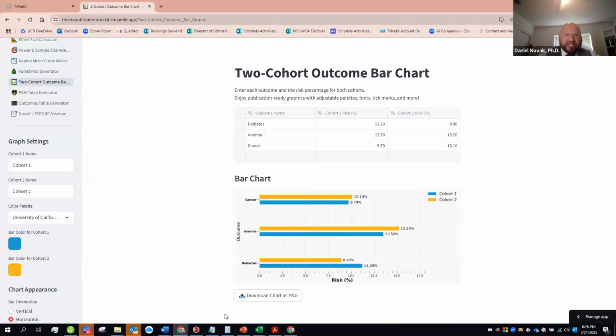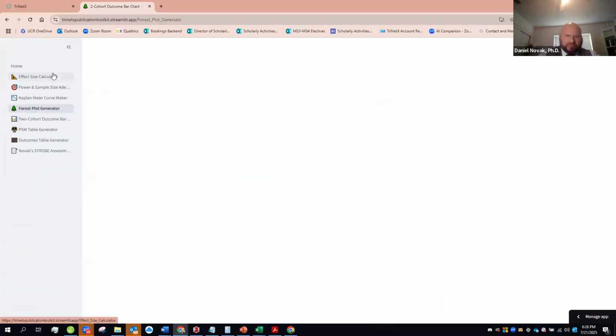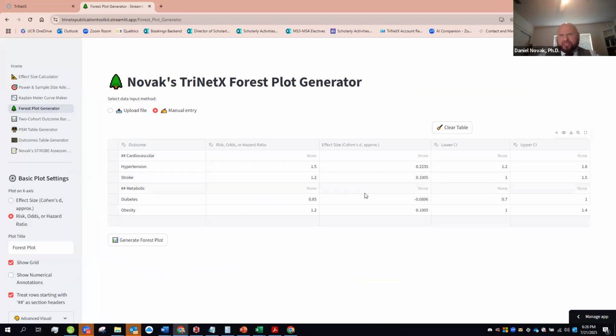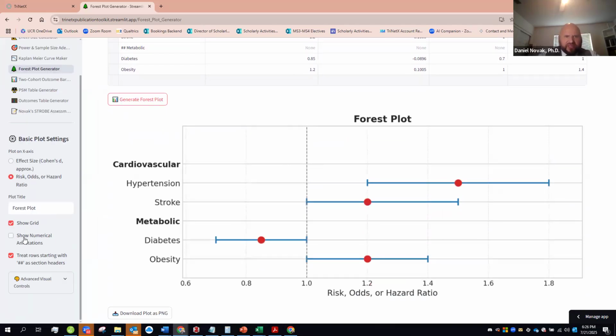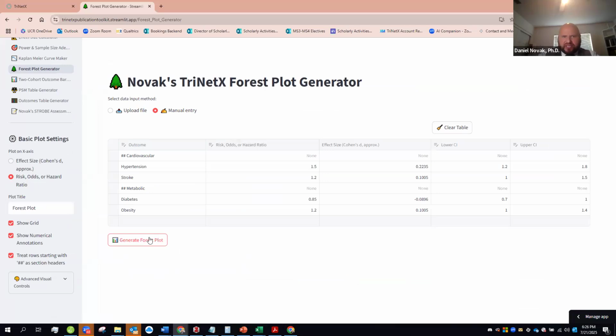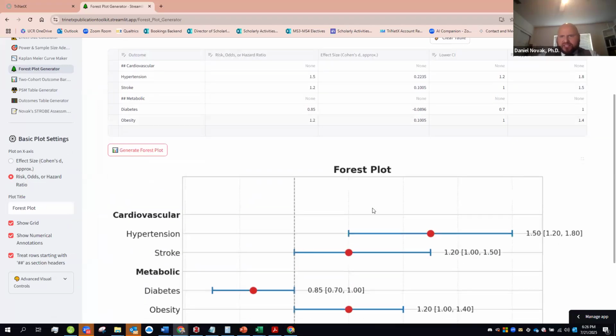I'm also going to recommend forest plots, which are very, very useful. Again, there's a tool for that in the toolkit. You can edit. I'm going to release documentation for how to use all of this, but you can basically enter your risk, odds, or hazard ratio, and it'll generate this forest plot for you. And what forest plots do is very useful.